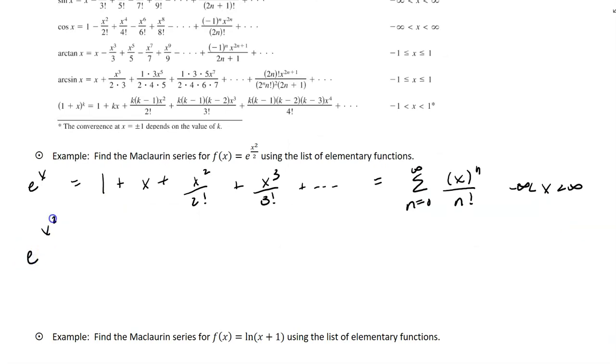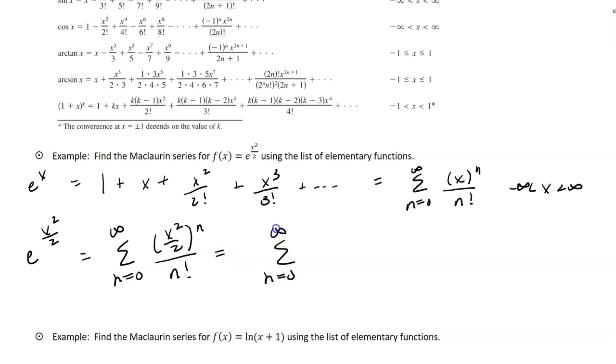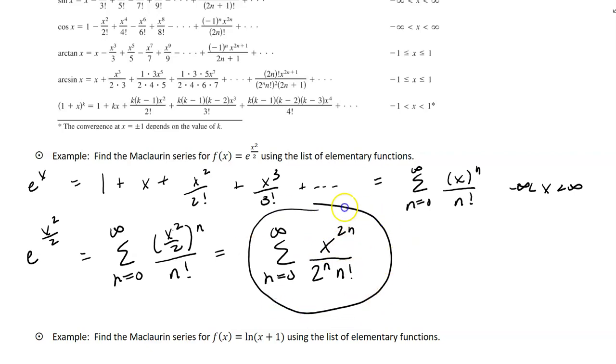So for e to the x squared over 2, I'm just going to take this and replace the x with x squared over 2, just like if I'm finding f of x squared over 2. So I'll have x squared over 2 to the nth power divided by n factorial. And then to clean that up a little bit, x to the 2n when you raise a power to a power, and then moving the 2 to the nth power down to the denominator, I'll get x to the 2nth power over 2 to the nth power n factorial, and it'll have that same interval of convergence.